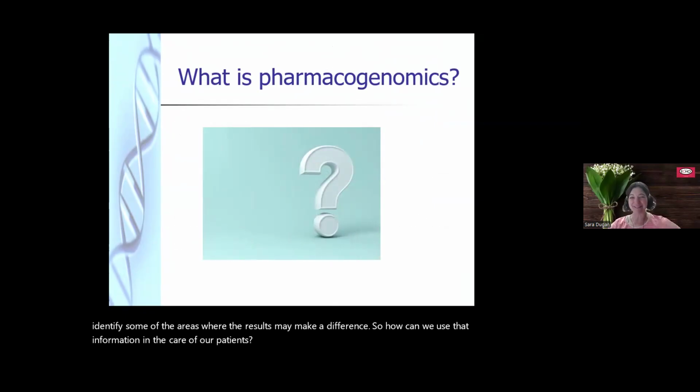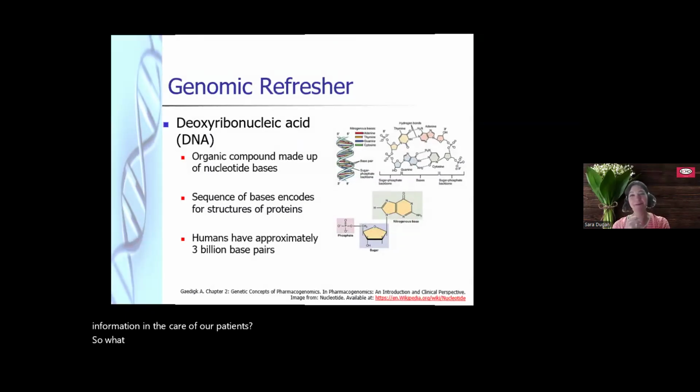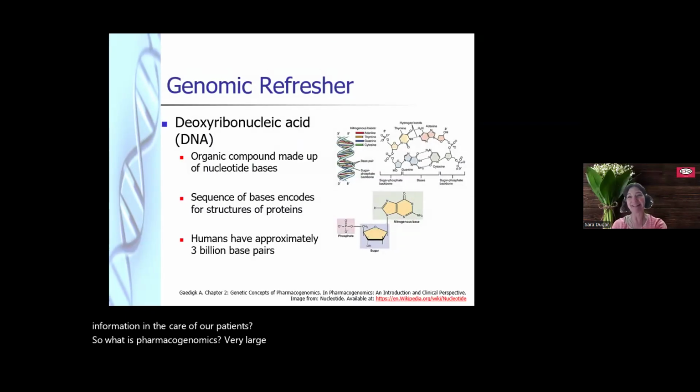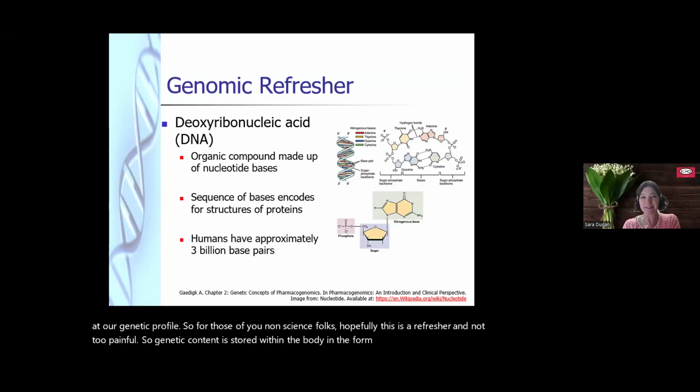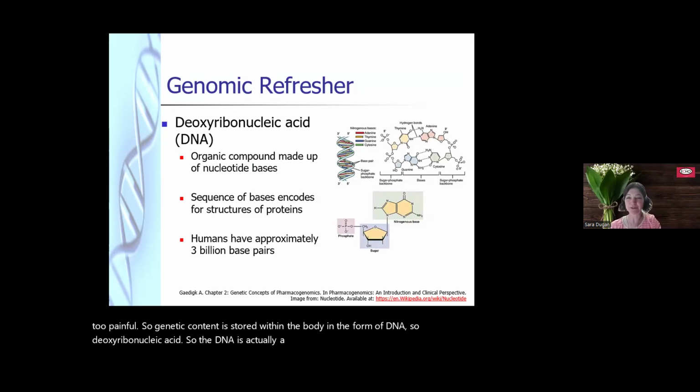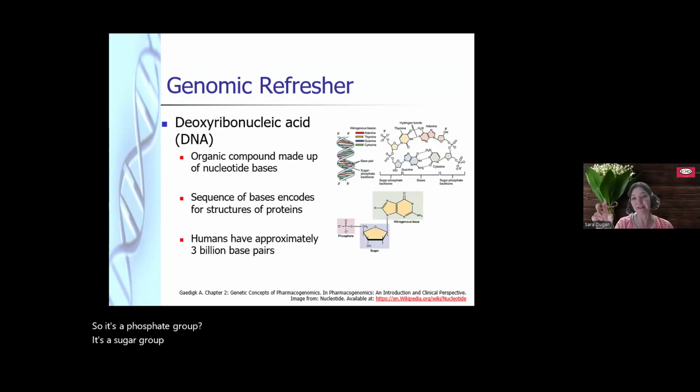So what is pharmacogenomics? Very large word. We've got to start with the DNA. So we're looking at our genetic profile. For those of you non-science folks, hopefully this is a refresher and not too painful. Genetic content is stored within the body in the form of DNA, deoxyribonucleic acid. The DNA is actually a bunch of small pieces: a phosphate group, a sugar group, and then one of these base pairs. The different base pairs link up, and they're the code that encodes all of who you are and what you're able to do.